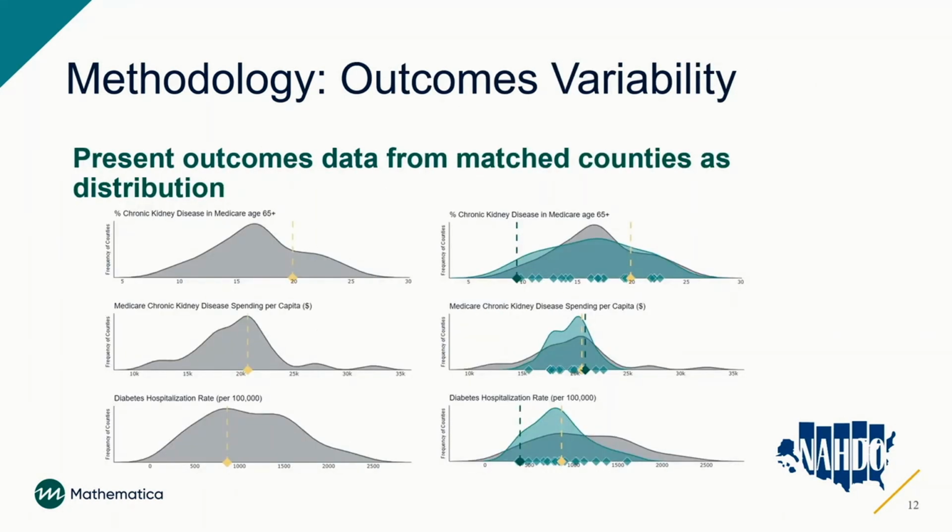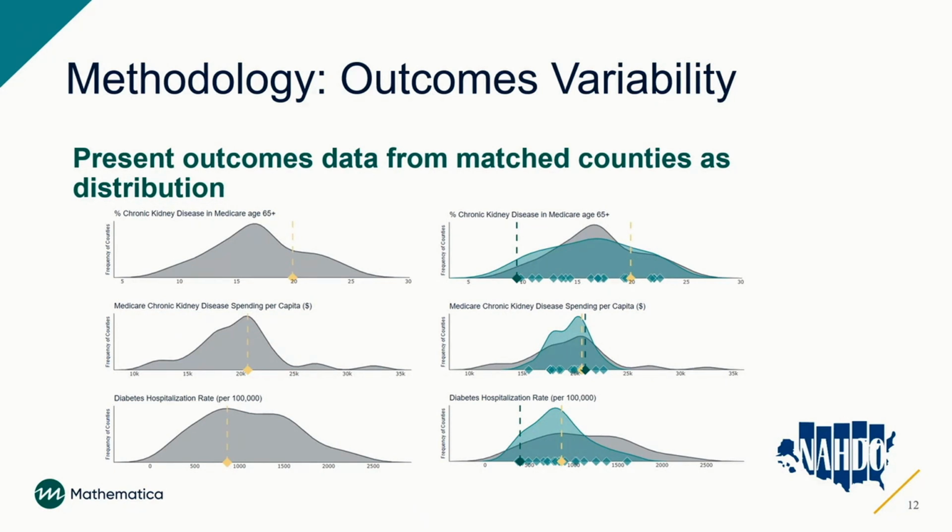The Community Connector prototype also presents the distribution of the health outcomes related to obesity, diabetes, and kidney disease across all counties in Colorado. For example, on the left, the top density plot shows the selected county's % chronic kidney disease in Medicare age 65 plus as the yellow diamond and dotted line, compared to the gray distribution of the outcome across all counties in the state.